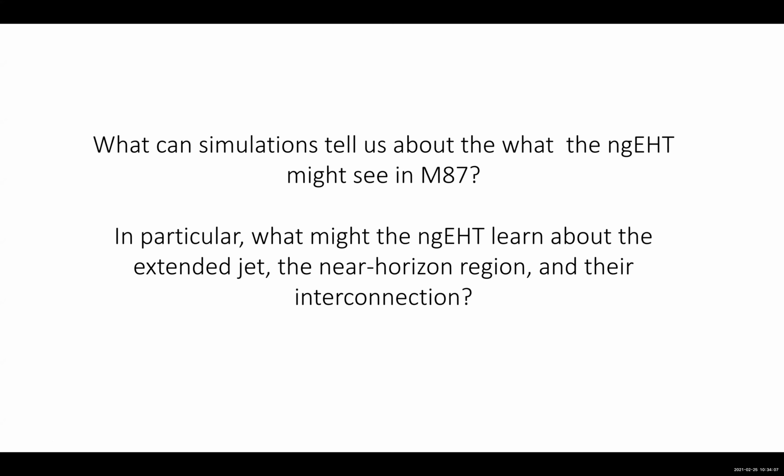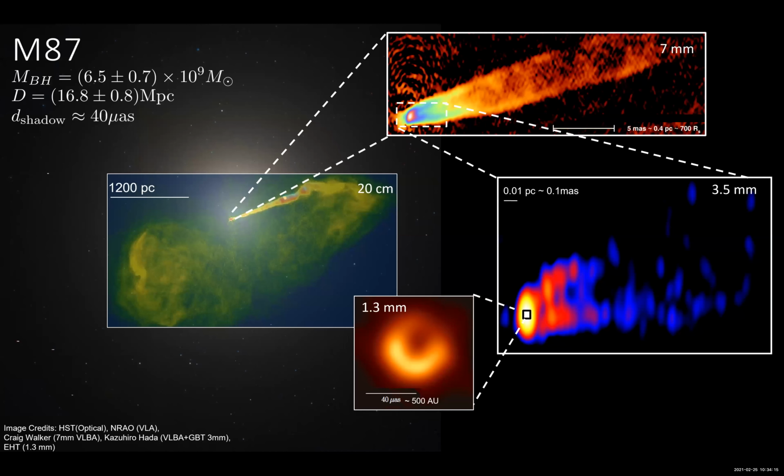And in particular, what the ngEHT might learn about the extended jet and the near horizon region and their interconnection in these simulations. I think both of these are particularly important, as we've heard from talks throughout the week, for the ngEHT to address. We know the M87 black hole image that we produced with the EHT is situated within this extragalactic jet. It goes out to large scales.